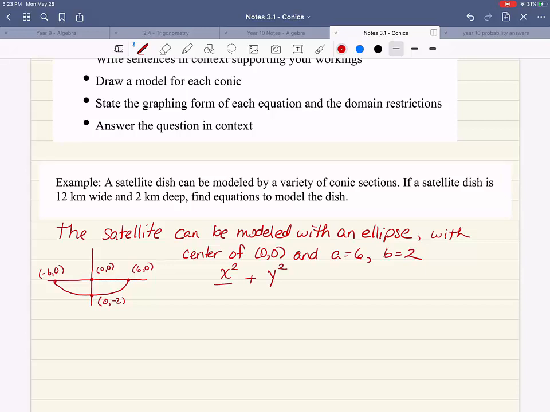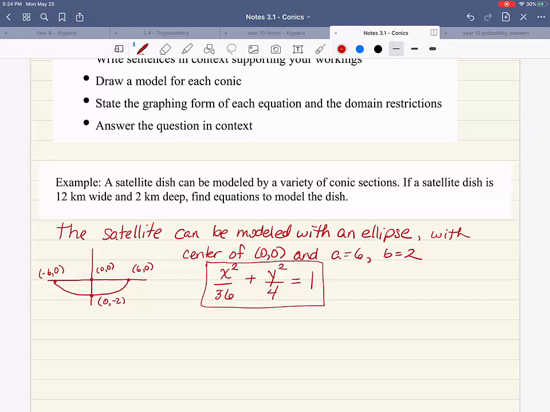Now, using your formulas page, or looking back at your formulas, remember that A is always the bigger denominator, and A always goes under the variable that it affects. Since A is 6, and 6 is in the x direction, that tells me this is going to be x squared over 36. B is 2, so y squared is over 4, equals 1. So that problem is finished.